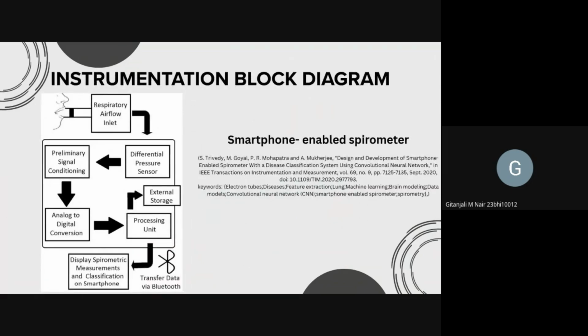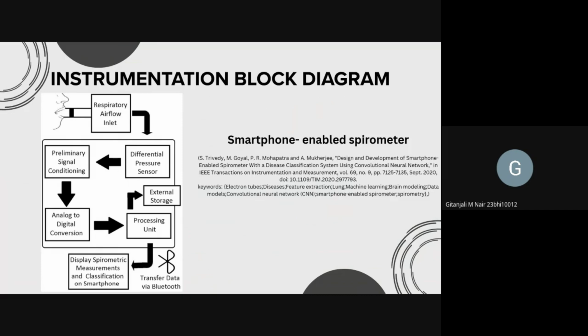Now, for simplicity, I've kept a smartphone-enabled spirometer's instrumentation diagram. Here we can see the different blocks of the whole spirometer. The first one is the respiratory airflow inlet. Here the air from the patient enters the device through the airflow inlet. Then we have the differential pressure sensor. The sensor measures the pressure difference caused by the airflow, which reflects the lung function.